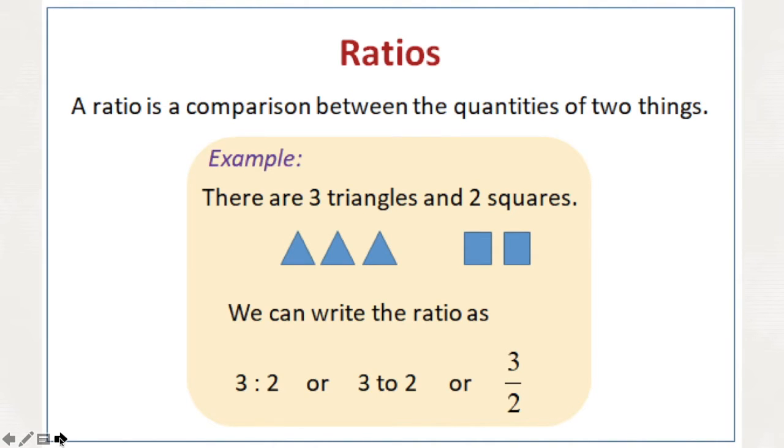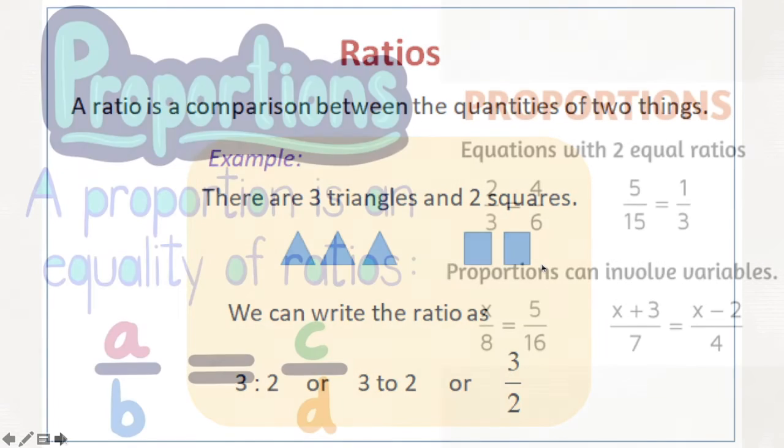For example, if there are three triangles and two squares, we can write the ratio as 3 colon 2, or we could say 3 to 2, or you could write it as a fraction 3 over 2. So we're just comparing triangles to squares. So how many triangles to how many squares?